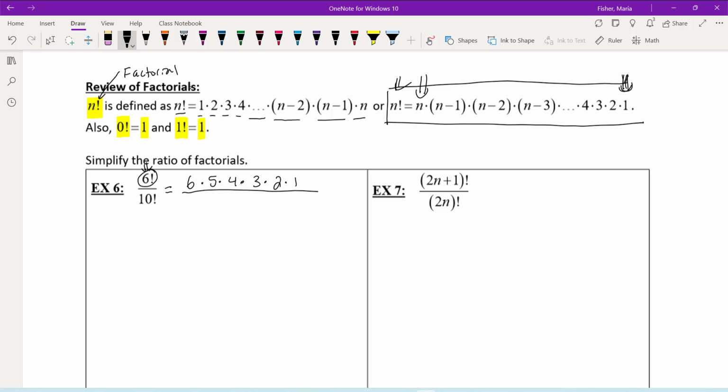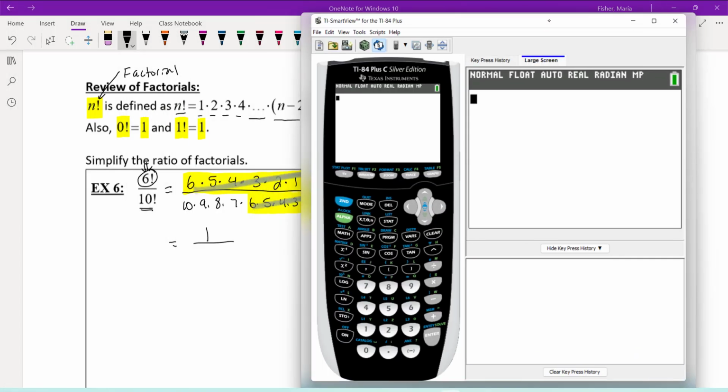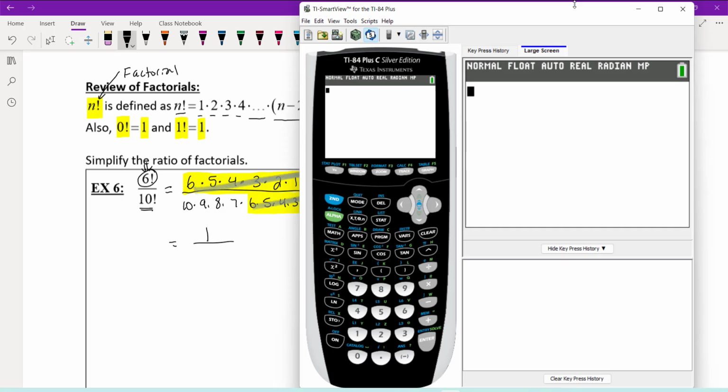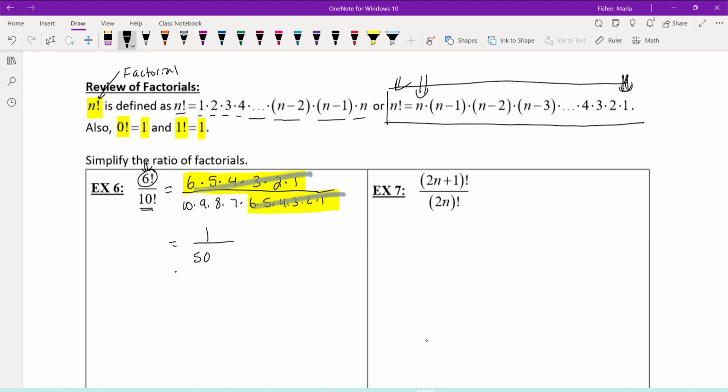10 factorial would be 10 times 9 times 8 times 7 times 6 times 5 times 4 times 3 times 2 times 1. Well, notice that this has 6 times 5 times 4 times 3 times 2 times 1, and so does the denominator, so we know that that's going to cancel, and we're really looking at 1 over whatever 10 times 9 times 8 times 7 is. So if we're trying to figure out what is 10 times 9 times 8 times 7 on a calculator, we end up with 5040. So this is equal to 1 over 5040.